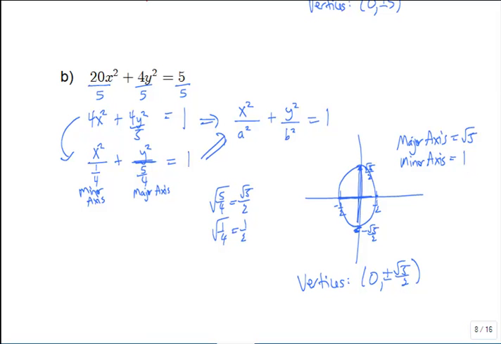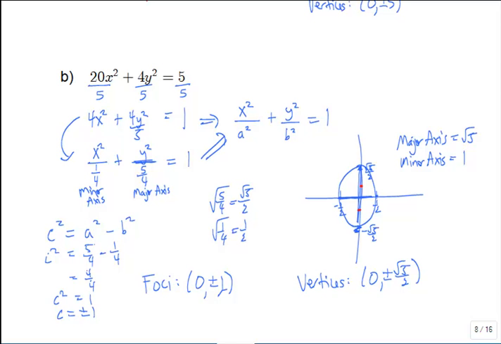So the last thing we need to figure out is our c, so that we can get our foci. And remember that c squared is your a squared minus your b squared, your bigger square minus your smaller square. So our bigger square is 5/4, our smaller square is 1/4. 5/4 minus 1/4 is 4/4, or just 1. So c squared is 1, which means c is plus or minus 1. So our foci are going to be along the major axis at a height of 1 and down 1 as well. So if we wrote that as points, that would be 0 for the x and plus or minus 1 for the y.